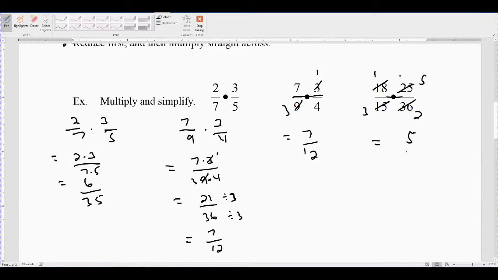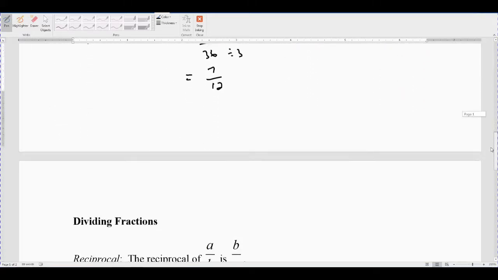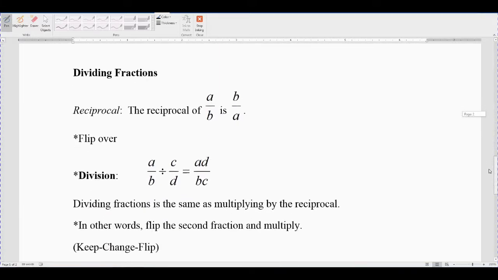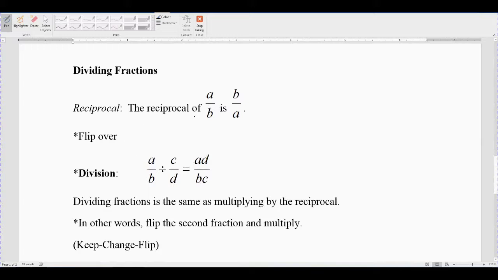1 times 5 is 5. And then 3 times 2 is 6. And that is by far the easiest way. And then we come to dividing fractions. And we're going to use the reciprocal. The reciprocal just means you take the fraction and flip it over.